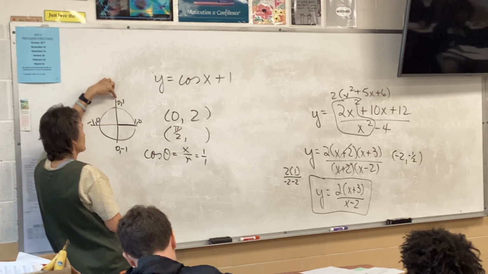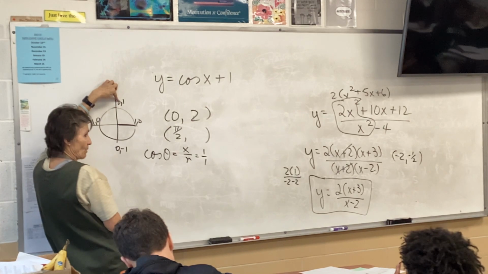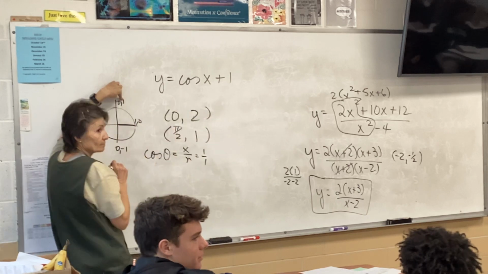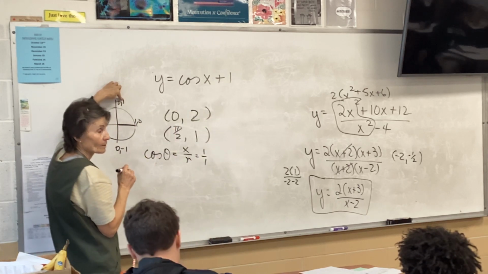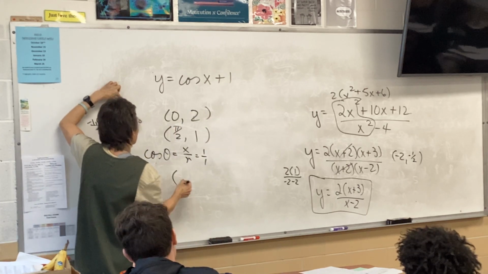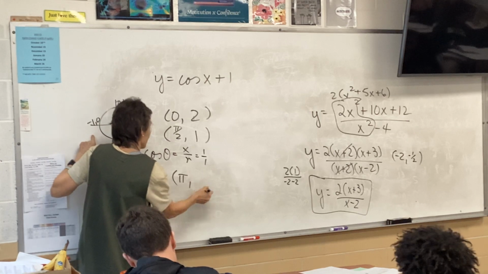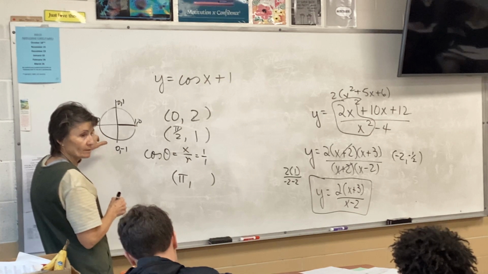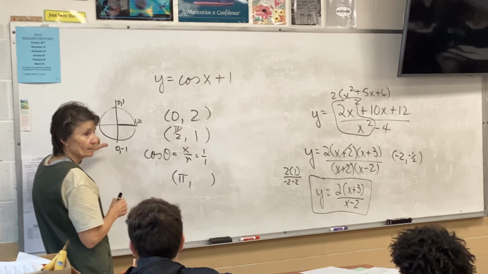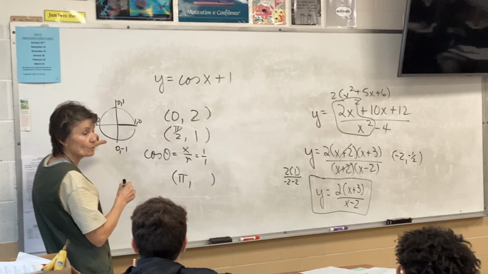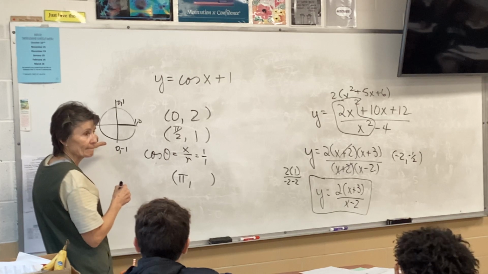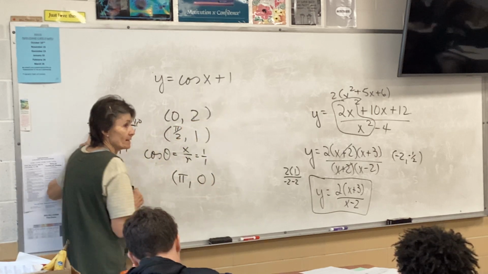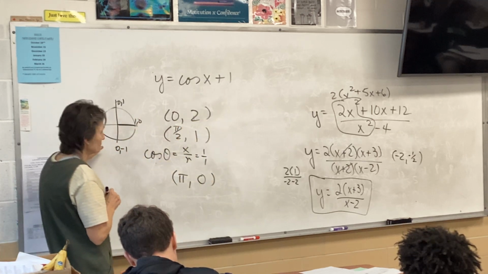Cosine's never undefined. Cosine is 0 plus 1. It's 2. And then let's come to pi. What's the cosine over here? Guys, what's the cosine over here? -1. Then I gotta add 1 to it, so that's gonna give me a 0.